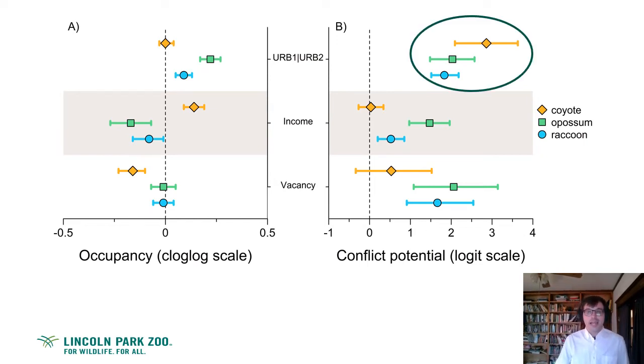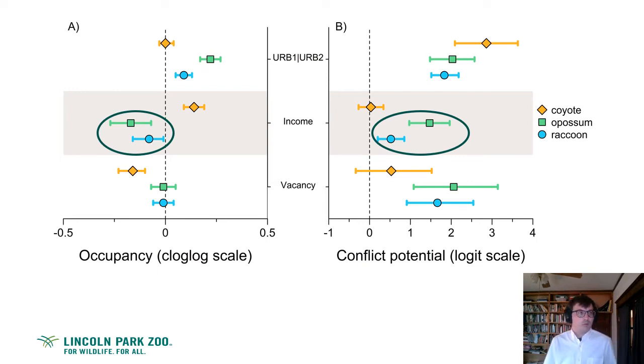If we just want to look at the greatest hits, let's just focus up in the top right corner here. So we see that for all three species, essentially, as increasing levels of URB2 occur throughout the landscape, so as canopy cover and housing density increase at the same time, we see that the conflict potential for all three of these species really greatly and strongly increases. So basically, where wildlife habitat and human habitat overlap, that's where these species are getting into conflict.